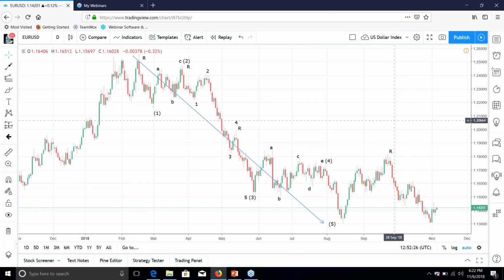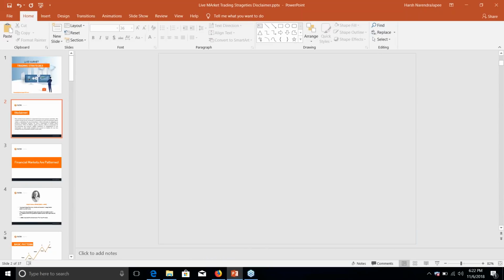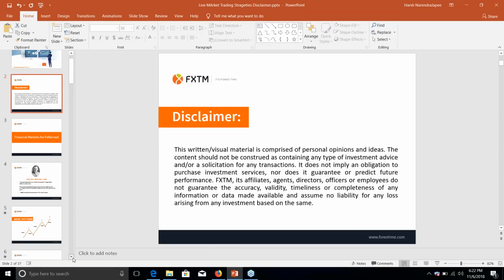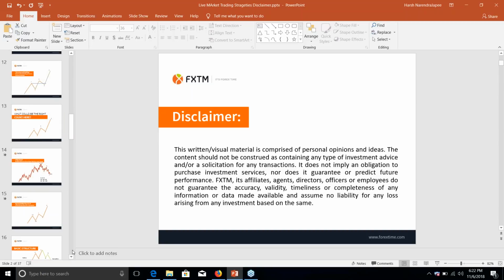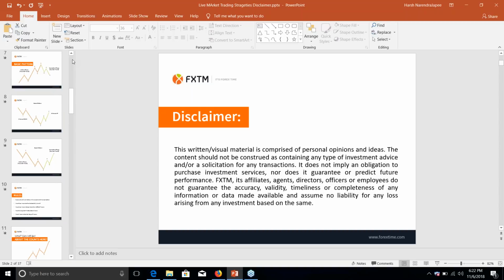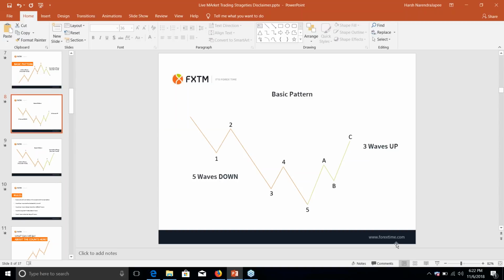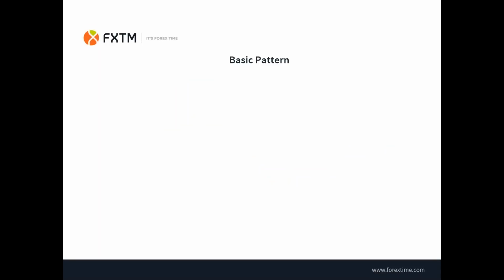Let me see if I can give you a theory here. Quickly, I don't have much time to spend, but if I can give you a theory, this is what it is. So this is the basic pattern of the wave principle. Just give me two minutes for Joseph, so that we don't go absolutely blind. All right, Joseph, this is the basic pattern of the wave principle. 5 down, 1, 2, 3, 4, and 5.